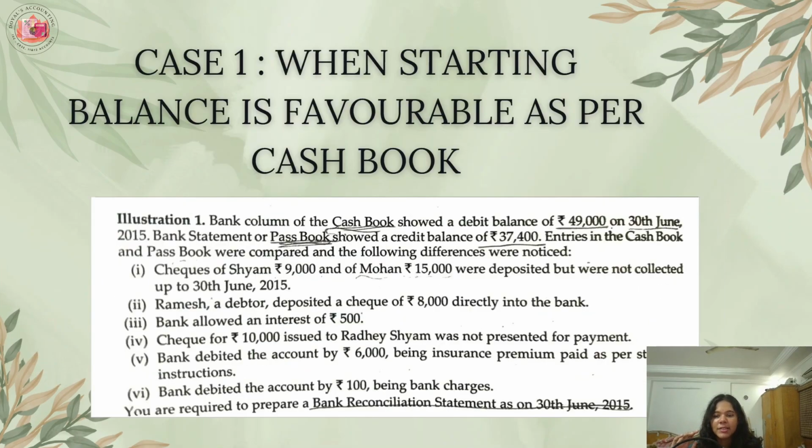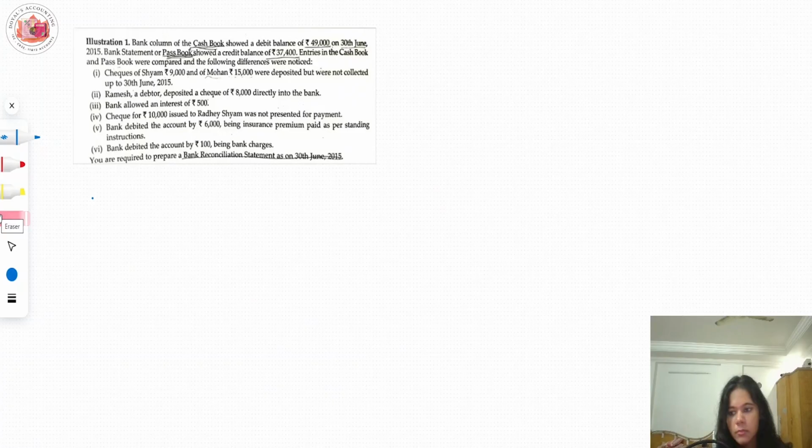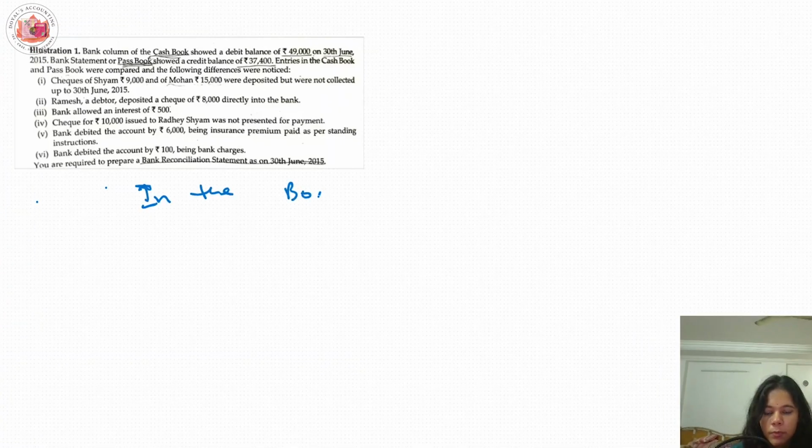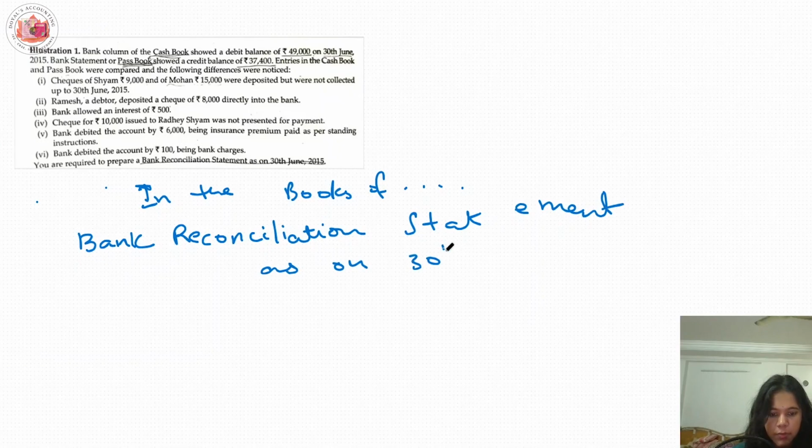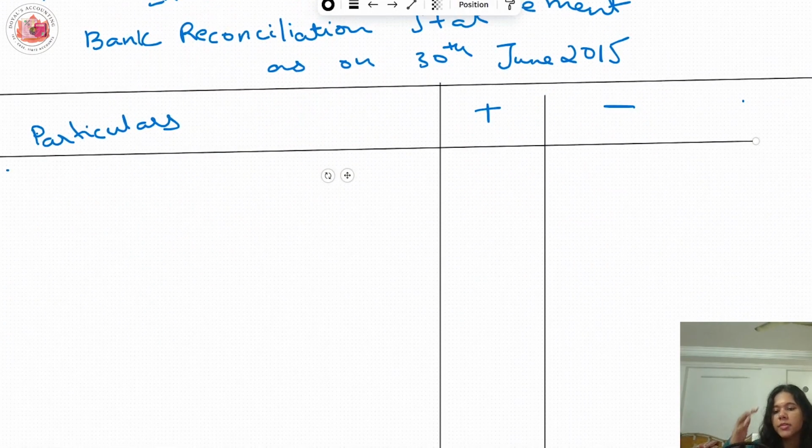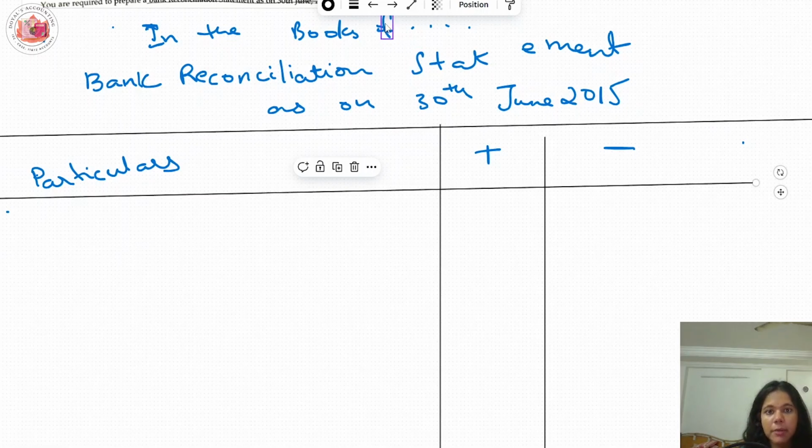Let's start with our first example. Case 1, when our starting balance is favorable as per the cash book. That means our cash book is having a debit balance. Okay, so now let me just write down the format: in the books of so and so, bank reconciliation statement as on 30th June 2015. So this is how you make your bank reconciliation statement. This is a statement which is prepared on a date. It's not a periodic statement.